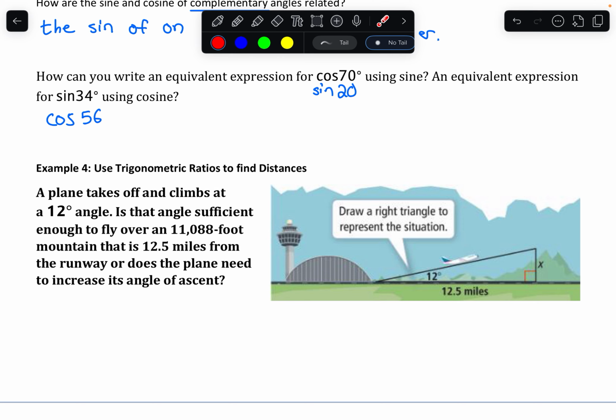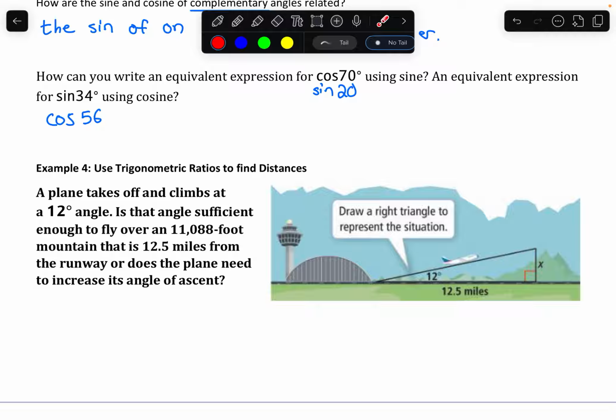Here's an example. This is my favorite problem. A plane takes off and flies at a 12-degree angle. Is that angle sufficient enough to fly over an 11,088-foot mountain that is 12.5 miles from the runway? Or does the plane need to increase its angle of ascent? I love this question because if we get it wrong, the plane crashes into the mountain. So if that's not enough real-world consequences for you, I don't know what is.